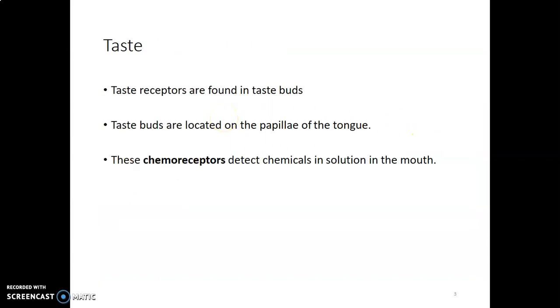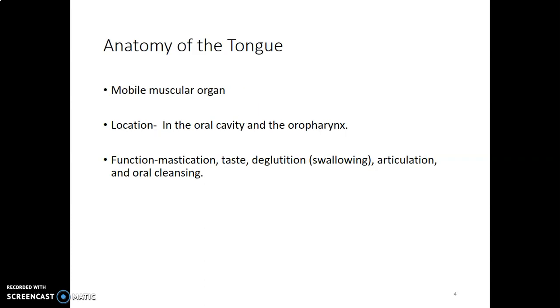So the receptors for taste are in the taste buds, and the taste buds are in the papillae of the tongue. These receptors for taste are chemoreceptors, so they're able to detect chemicals in the solution in the mouth. So you need to go through your gross anatomy of the tongue. Remember, it's a mobile and muscular organ in the oral cavity extending to the oropharynx, and it helps in chewing and taste, swallowing, articulation of words, and oral cleansing.